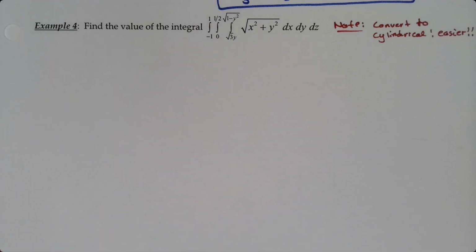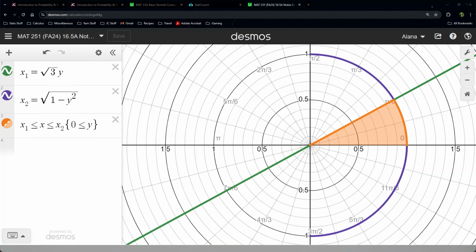So let's look at this actually in Desmos. I built it in Desmos right here. So you've got your semicircle, which is the purple one, right? The square root of 1 minus y squared. You have your diagonal line, because that's the square root of 3 times y, right? That's the diagonal line. And you want x to go from one to the other.